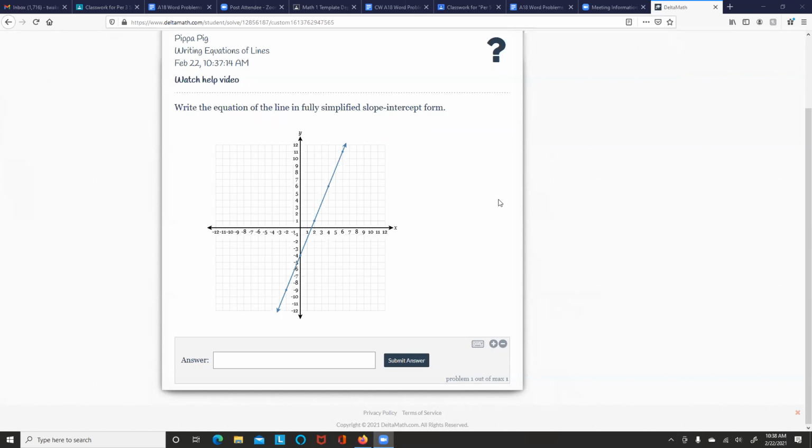Okay, write the equation of the line in fully simplified slope-intercept form. So we need to find two things. We need to find the y-intercept, and we need to find the slope. So where does this line cross the y-axis? Oh, right there at -4.